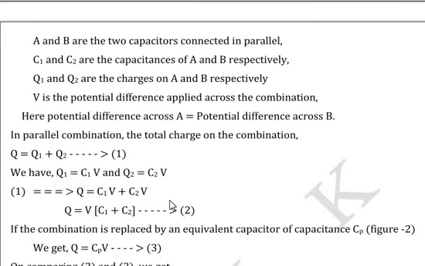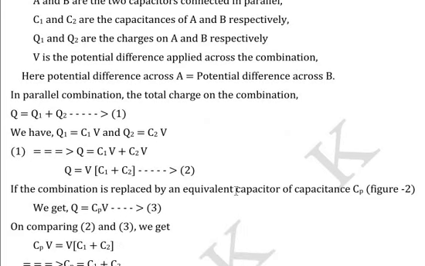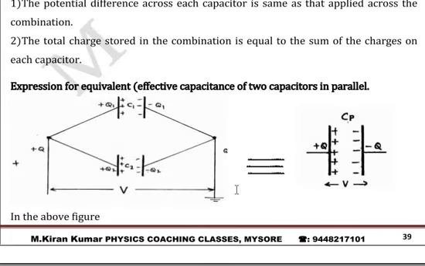Now at this stage I will replace the combination of capacitors by an equivalent capacitor. So the combination of these two capacitors has been replaced by a single capacitor, what is called an equivalent capacitor. An equivalent capacitor of a combination of capacitors is that single capacitor which produces the same effect as produced by the combination, or which produces the same capacitance as produced by the combination of capacitors. So the equivalent capacitance is said to be Cp.